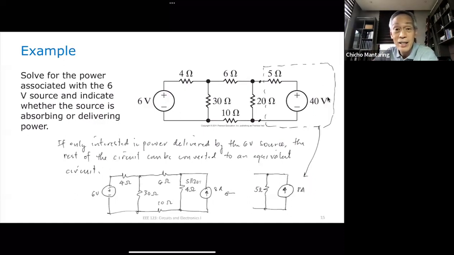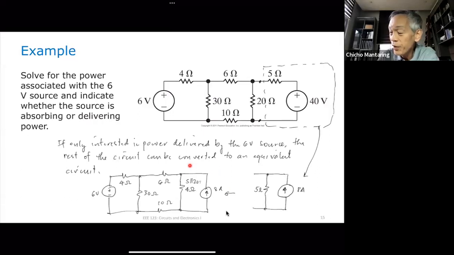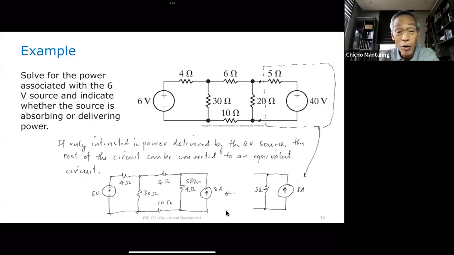Okay. Ano pwede kong gawin next? Any suggestion? What can I do next? Convert to voltage source para maging series yung 6 and 4. Yes, that's right. So I can now convert this to a voltage source. If I convert this to a voltage source, what is the value of the voltage source going to be? 32 volts. That's right. It's going to be 32 volts in series with 4 ohms. And that 4 ohms is now going to be in series with this 6 ohms and also this 10 ohms.